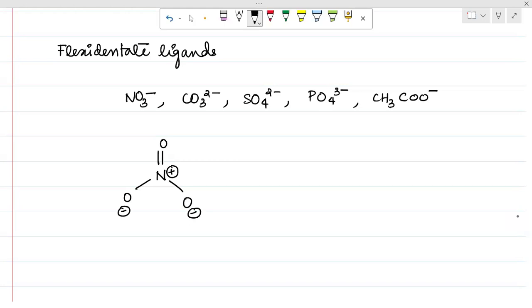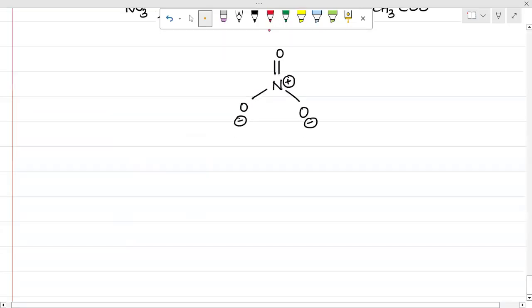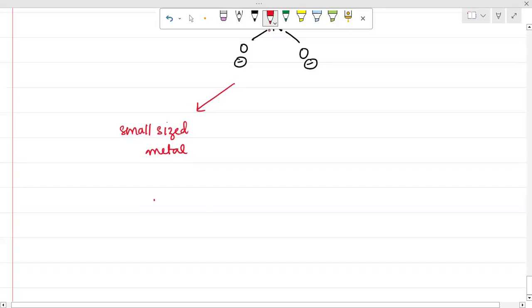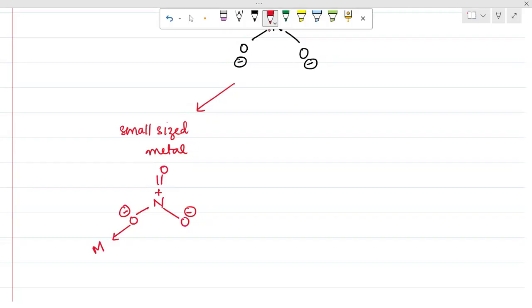So if the atom which is coming is very small, there can be two possibilities. One possibility is when it comes in contact with a small metal, a small-sized metal. So what happens? Let me draw. Any one of the oxygen donors will donate the electrons to the metal and form a coordinate bond if it is small. Okay, this is what happens.